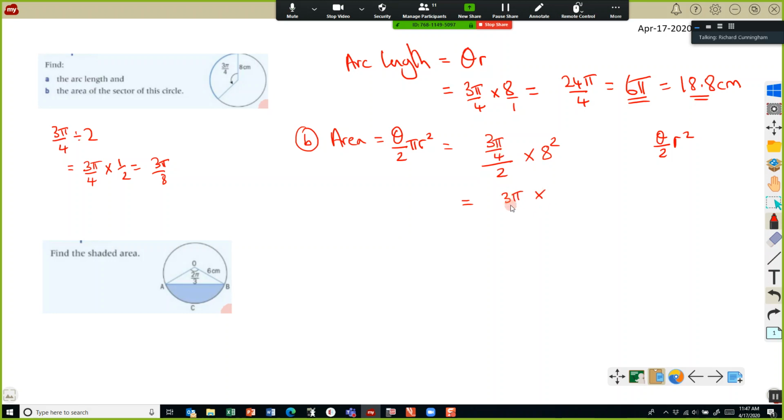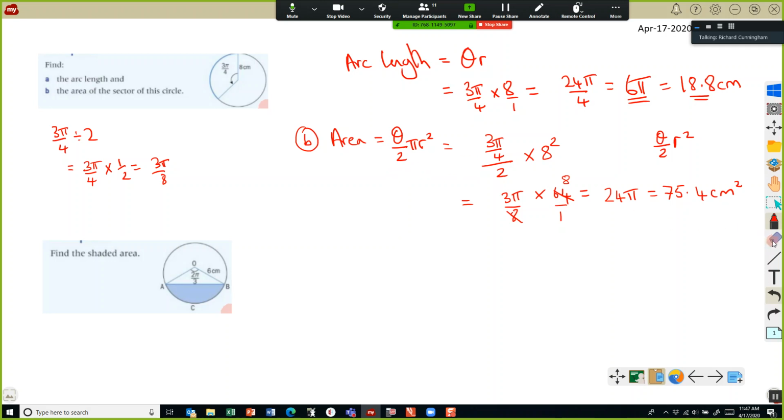So 3 pi over 8 times 8 squared is 64. How many times does 8 go into 64? 8 times, good. And then 3 8s are 24. So in terms of pi, the answer is 24 pi. And to the nearest one decimal place it is 75.4 centimeters squared. Does that make sense?